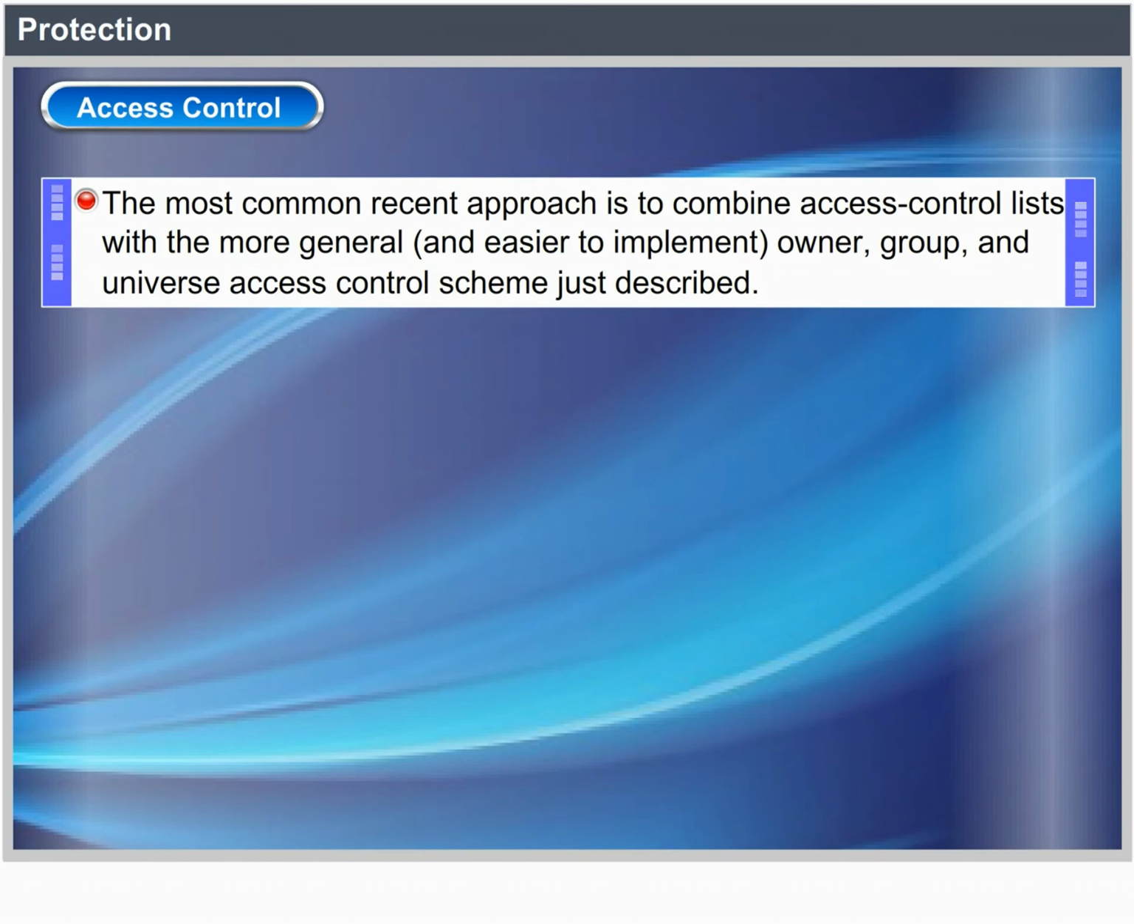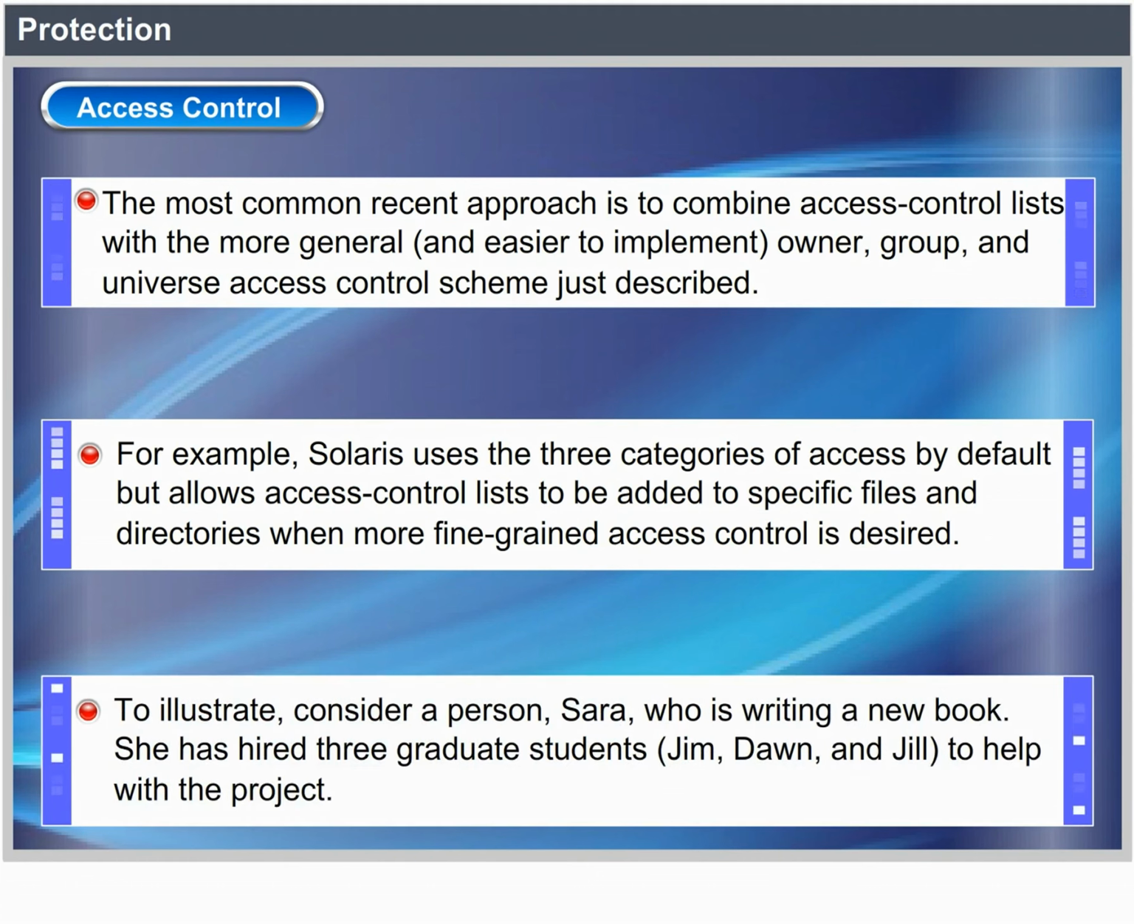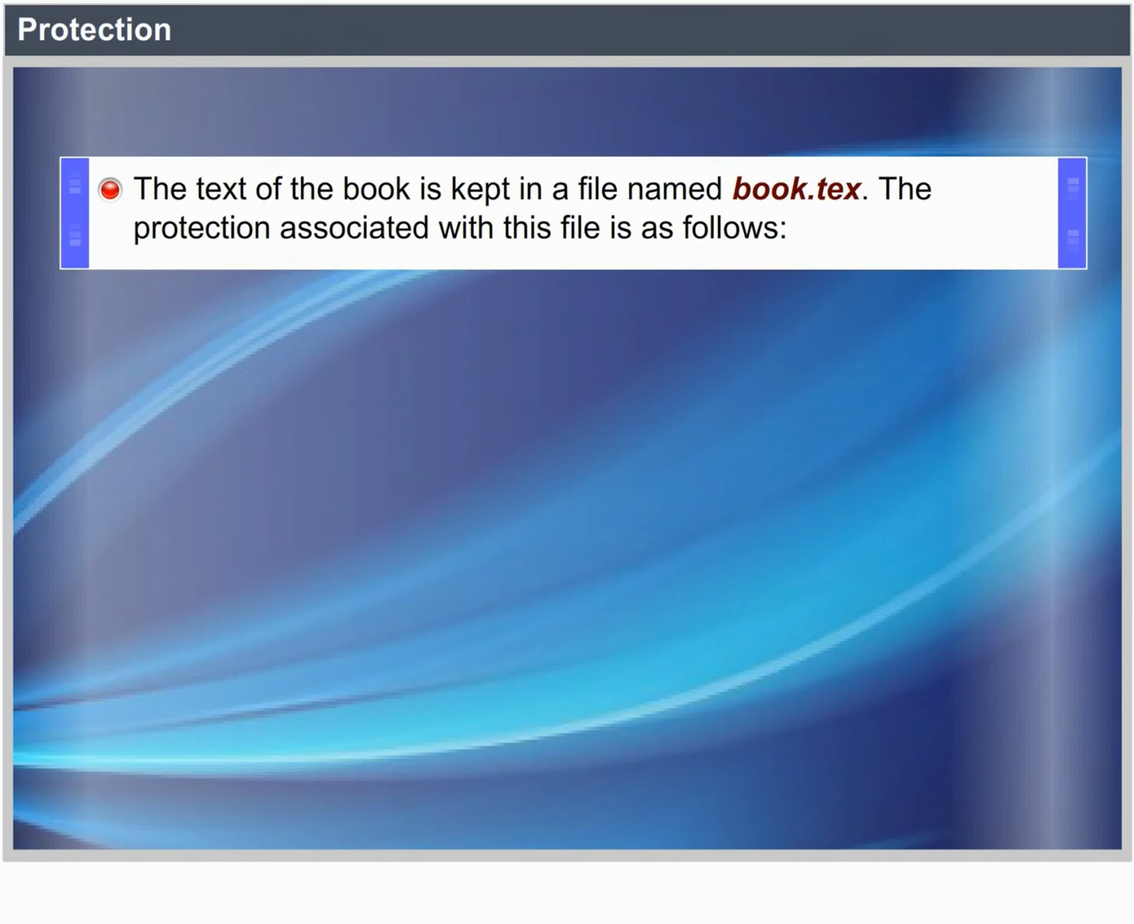For example, Solaris uses the 3 categories of access by default, but allows access control lists to be added to specific files and directories when more fine-grained access control is desired. To illustrate, consider a person, Sarah, who is writing a new book. She has hired 3 graduate students, Jim, Dawn, and Jill, to help with the project. The text of the book is kept in a file named book.tex. The protection associated with this file is as follows.